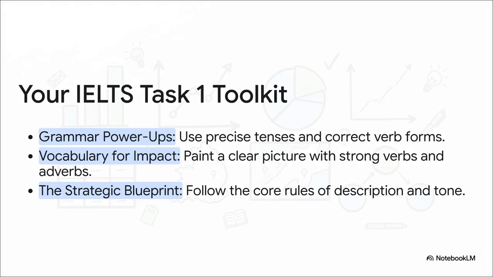So, let's recap what's in your new toolkit. You've got your grammar power-ups for precision. You've got your vocabulary for making an impact, and you've got your strategic blueprint for following the rules of the game. If you focus on these 3 areas, you can totally transform your approach to this task.